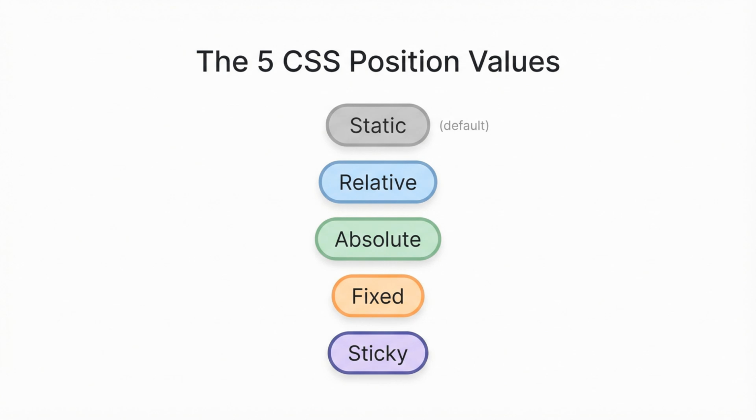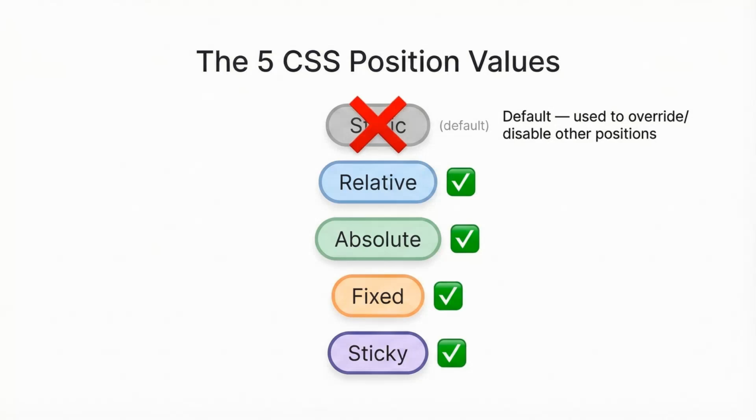Static is the default. Every element is static unless you say otherwise. It's not something you'd typically use intentionally. It's mainly used to cancel out another position value that was applied earlier. So we'll skip static for now and focus on the other 4. Static is essentially the do-nothing value. The only real use case is when some element already has a position, like relative, applied to it, and you need to remove that in a certain condition. You'd override it back to static. Otherwise, we start our journey from relative.